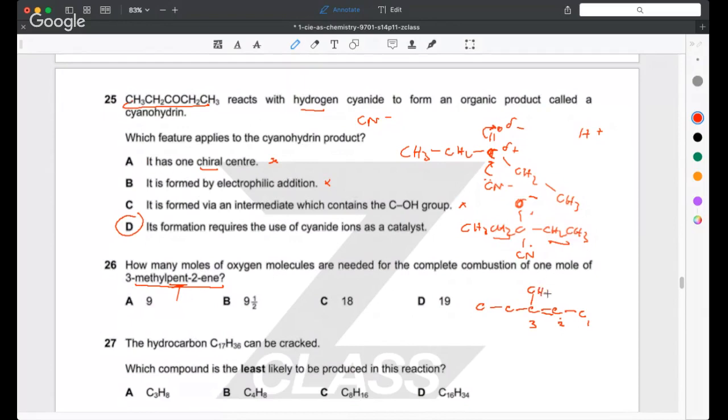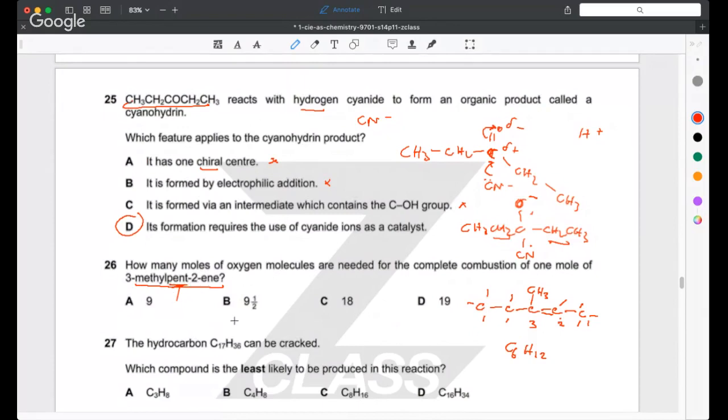And on carbon number 3 is a methyl group. So you've got that there. And then the rest, of course, you've got hydrogen atoms on these other carbon atoms here. So now that you've looked at the name of the molecule, you've drawn the displayed formula, and from the displayed formula, you can then work out the molecular formula. And if you add all those up, you end up with C6H12 as the molecular formula for 3-methyl pent-2-ene.